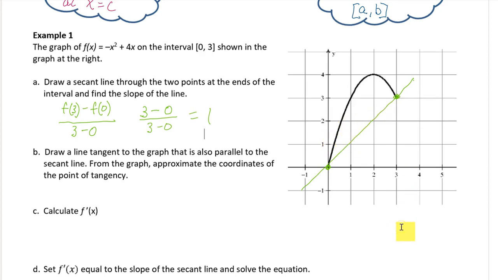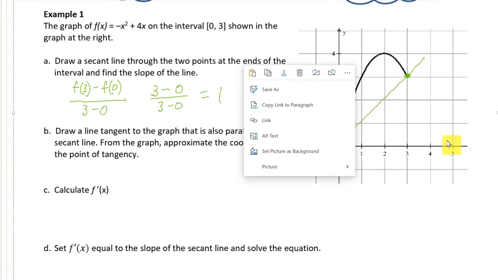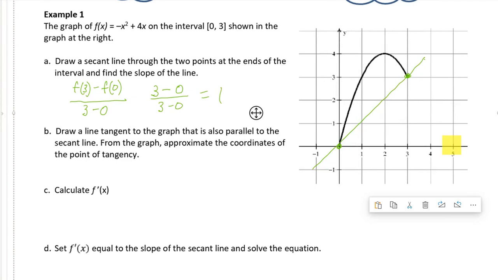So I know that the slope through there is 1, and part B says draw a line tangent to the graph that is also parallel to the secant line. From the graph, approximate the coordinates of the point of tangency. So what I'm attempting to do now is I'm going to come over to my graph here, and I'm going to put a point on the graph here. Actually, I'm going to take my ruler, and what I'm going to do is attempt to draw a line that's parallel to that first one. See how well this works out here.